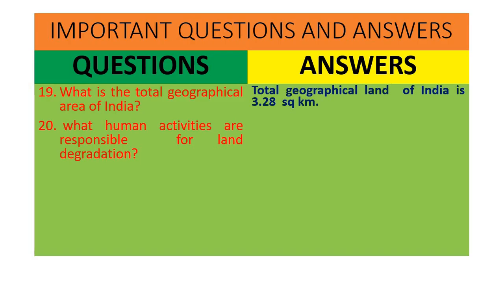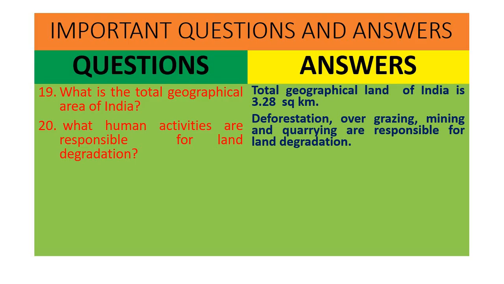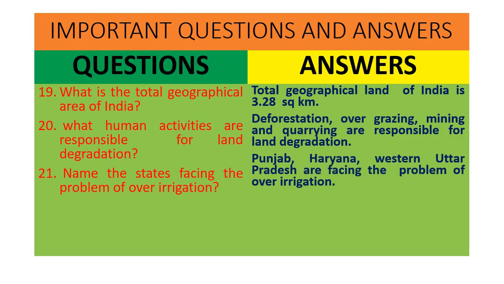20. What human activities are responsible for land degradation? And the answer is deforestation, overgrazing, mining, and quarrying are responsible for land degradation, and these are all human activities. 21. Name the states facing the problems of over irrigation. The answer is Punjab, Haryana, Western Uttar Pradesh are facing the problem of over irrigation due to abundance of water availability.